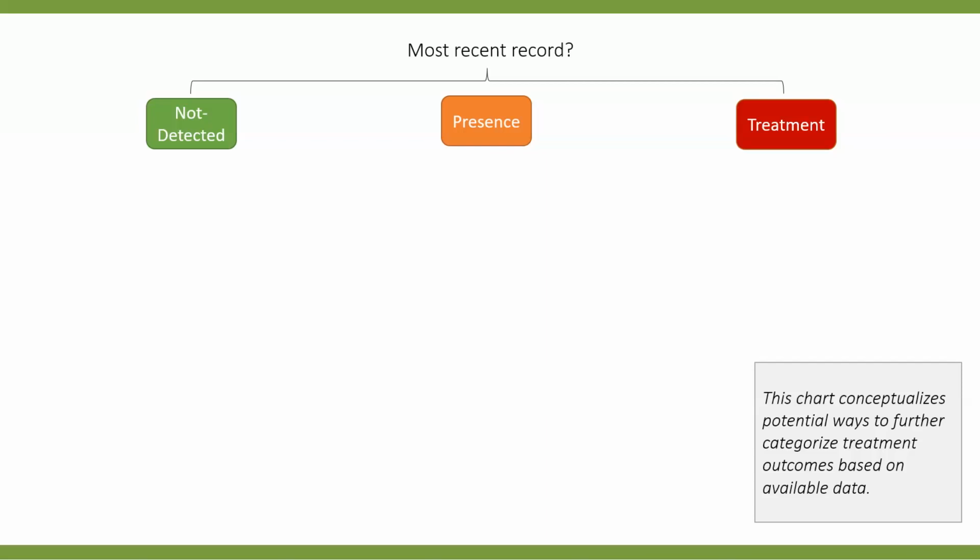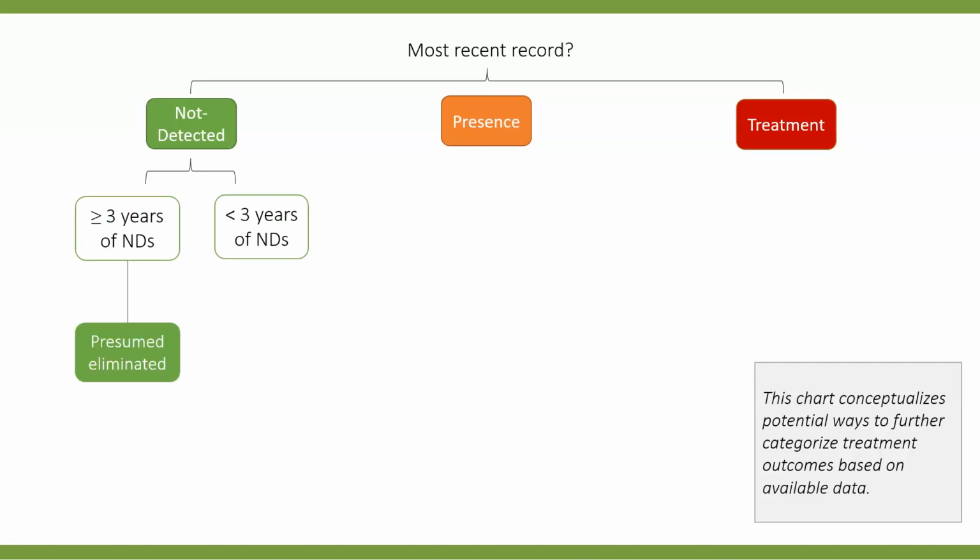So in the future, what we're driving towards is, for the not detected section, filtering based on how many years of consecutive non-detections you're getting. If you have 3 or more years, you would put that into the presumed eliminated category. If you have less, you would just mark it as you need to continue to do monitoring to make sure that it's really gone.